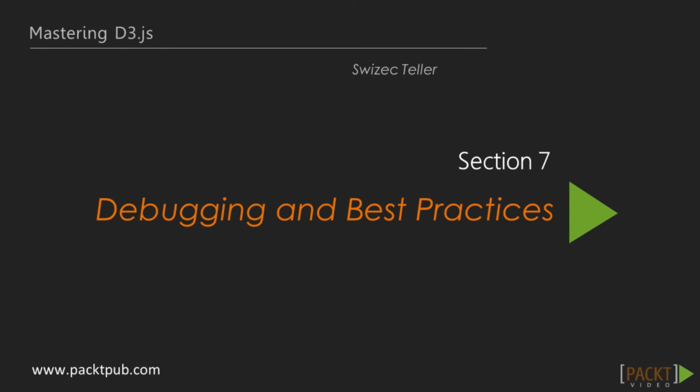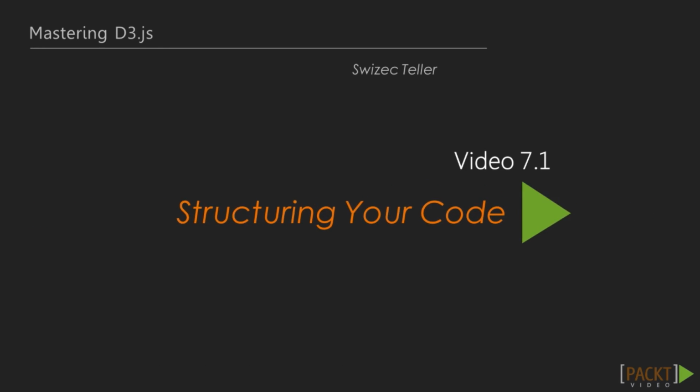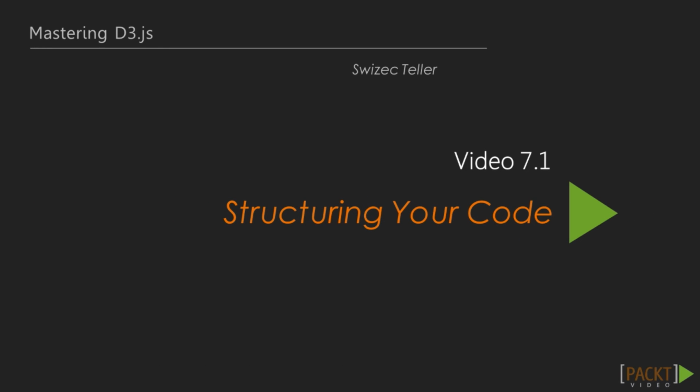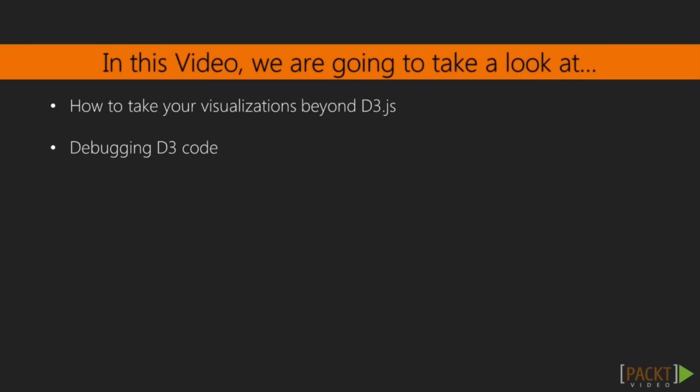We've already talked a lot about coding standards in the last 6 sections. We talked about reusable components in the section about layouts, mentioned some approaches for making your code easier to understand in the video about functional primitives, and we've done a lot of refactoring and code restructuring throughout. In this video, I want to expand on some of those points, show you how to take your visualization beyond pure D3.js, and talk about debugging D3 code.